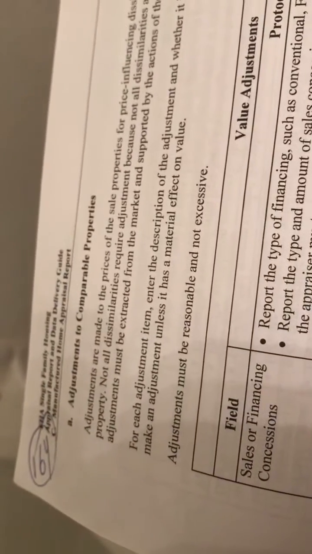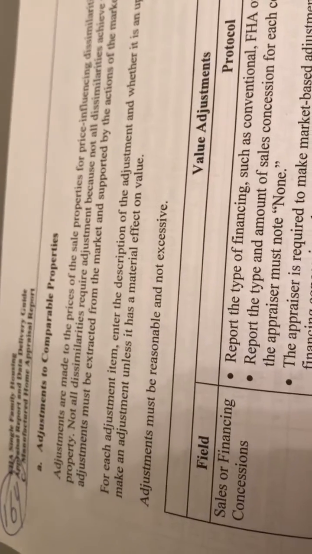FHA SFR Appraising Handbook 4000.1, page 164. A. Adjustments to comparable properties.